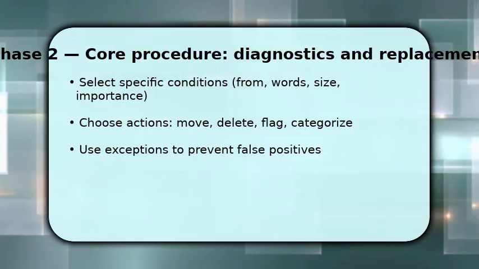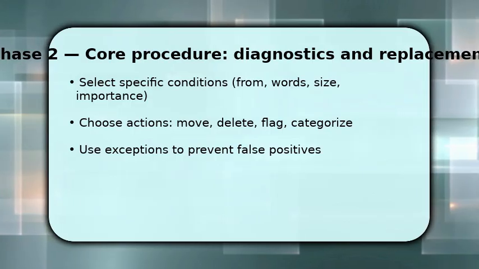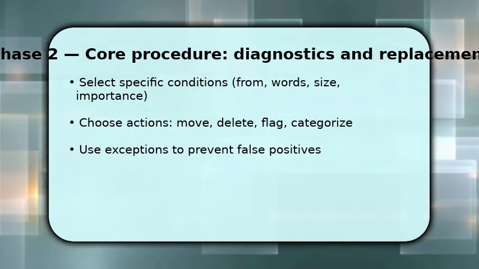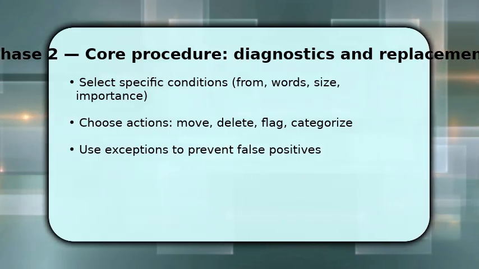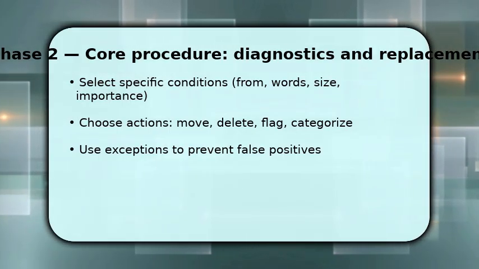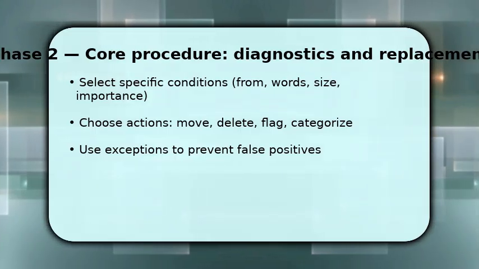Once chosen, add exceptions to avoid catching newsletters or distribution lists you want to keep. Make sure to review the rule summary carefully. Small mistakes here cause missed mail. When the logic is right, proceed to the next step to apply and test the rule.